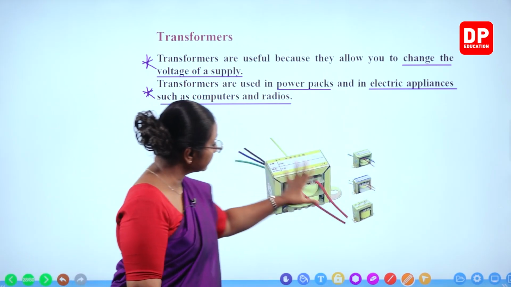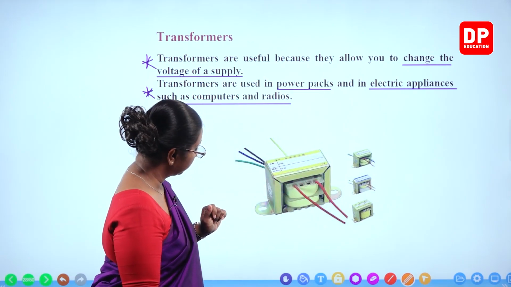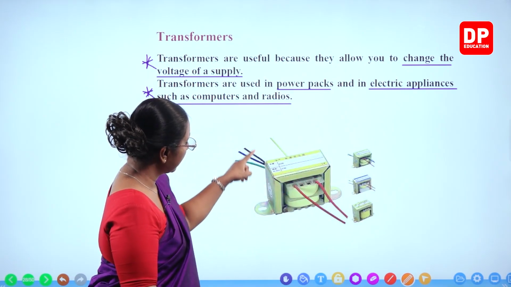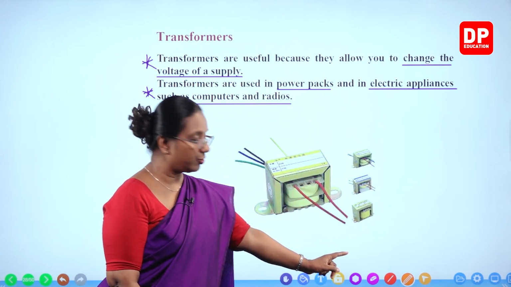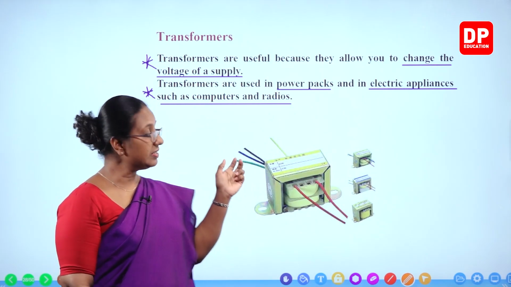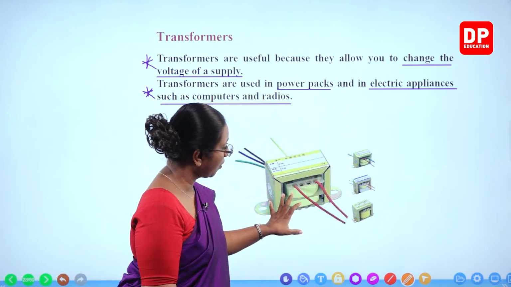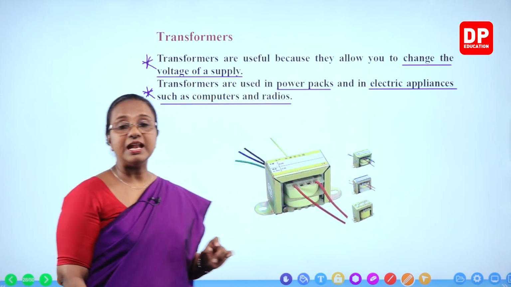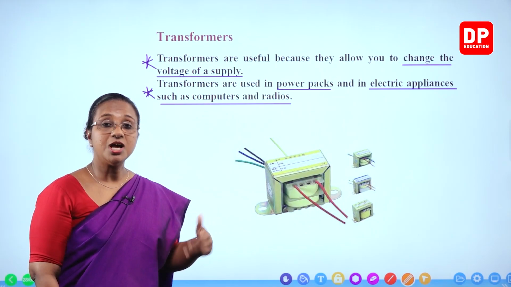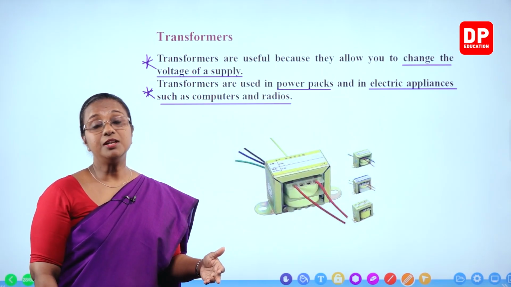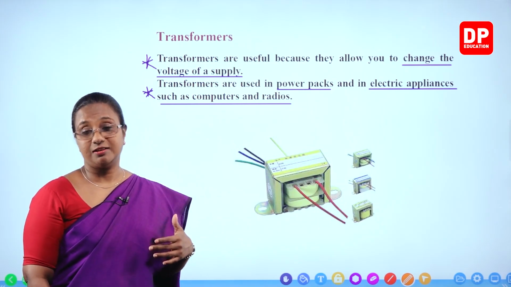So here in this diagram, you all can see, students, they have shown a transformer. Now here you can see there are wires, there are coils here and the output. So here what we do is we supply an input and the input is given to the transformer. From that we get an output. So input has a certain voltage, output has a different voltage. The voltage can be either increased or decreased.